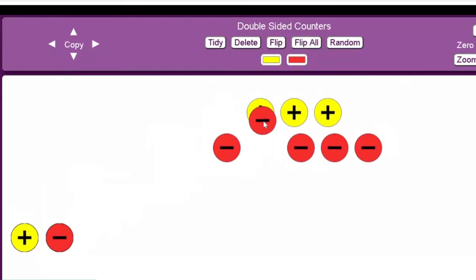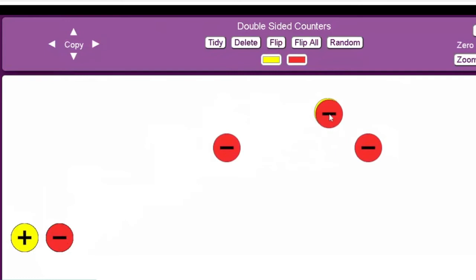So there's going to be an additive interaction. Okay, so we have 1, 2, 3 zero pairs, and we're left with -2. So we had 5 negatives, 3 positives. There's a net additive interaction, and you end up with -2.